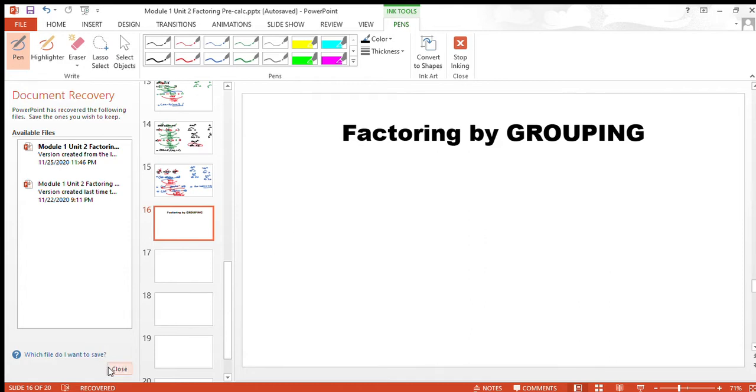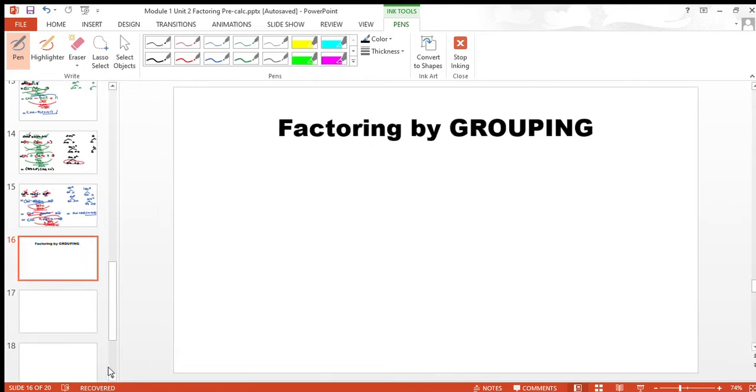During the last lecture meetings, we have discussed special types of factoring. We have common monomial factor, the difference of two squares, perfect square trinomials, and then the trial and error method. So for today, we will be introducing what we call factoring by grouping.